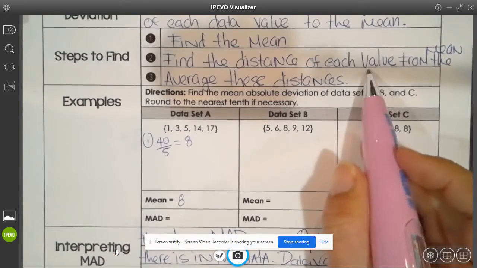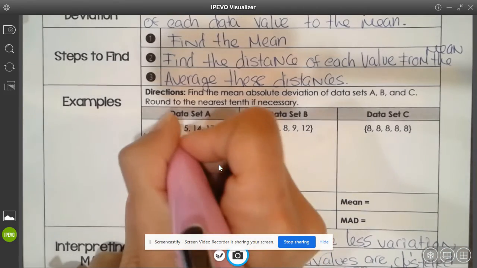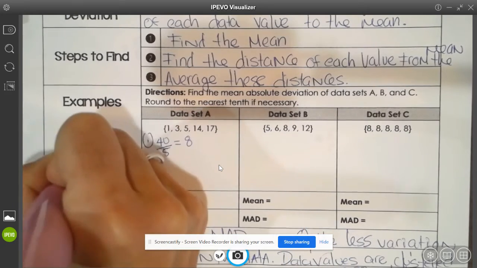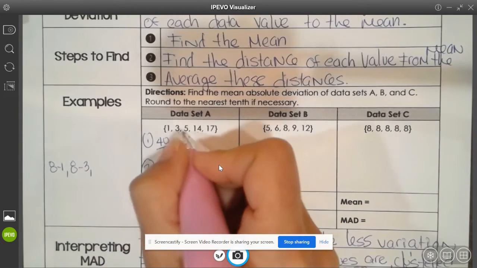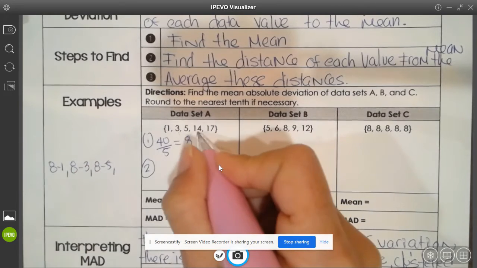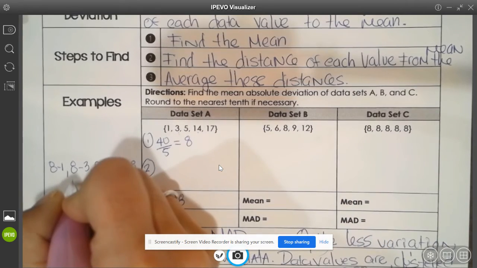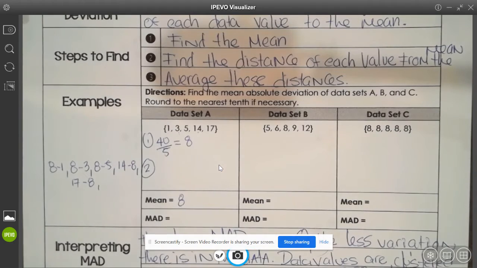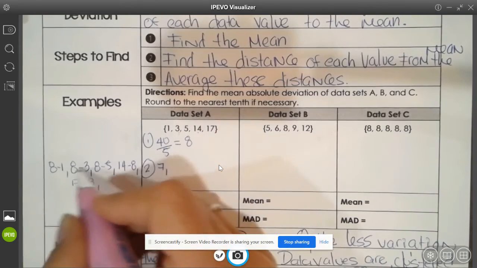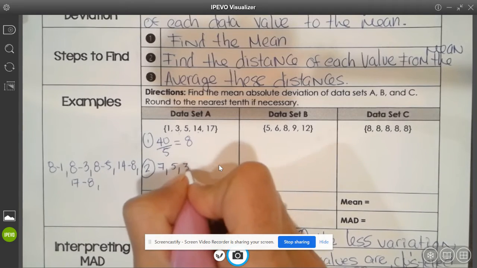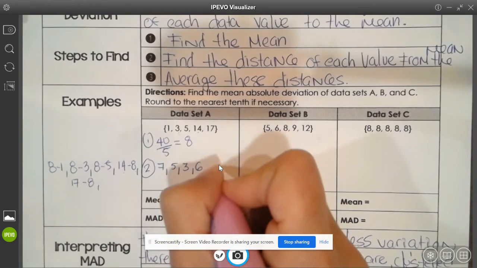Okay, so let's look at the MAD. It says find the distances of each value from the mean. So that's step 2. That would be 8 minus 1, 8 minus 3, 8 minus 5, and let's do the absolute value, which is 14 minus 8. So no negatives here, and then 17 minus 8. When we find those values, 8 minus 1 is 7, 8 minus 3 is 5, 8 minus 5 is 3, 14 minus 8 is 6, and 17 minus 8 is 9.